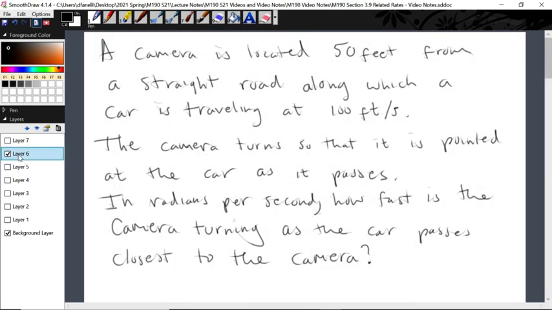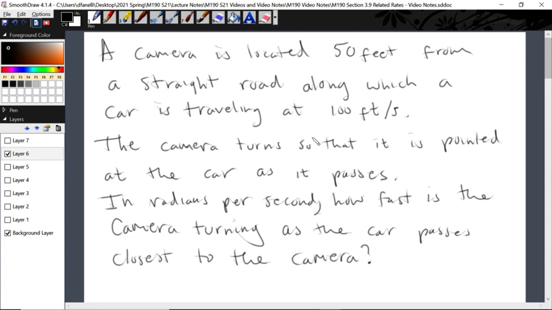Let's take a look at another kind of exercise here, one involving an angle. It's an interesting one. A camera is located 50 feet from a straight road along which a car is traveling at 100 feet per second. The camera turns so that it is pointed at the car as it passes. In radians per second, how fast is the camera turning as the car passes closest to the camera?